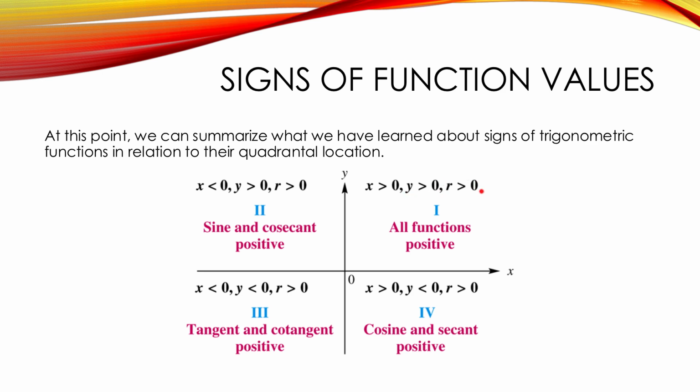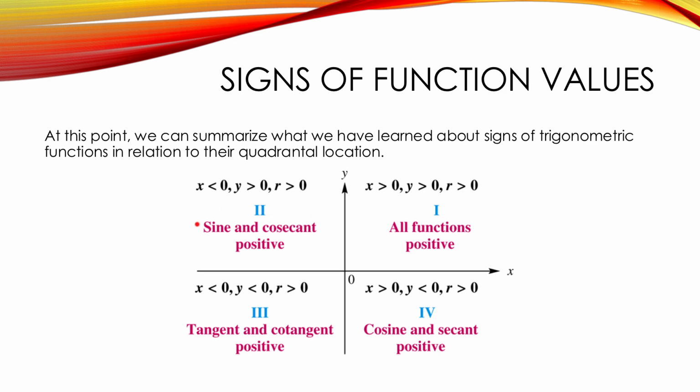know, r is always positive. We'll notice that in every quadrant. And when x and y are both positive, all functions are positive. So sine, cosine, tangent, cosecant, secant, and cotangent of theta are all positive. And that makes sense because x and y are both positive.